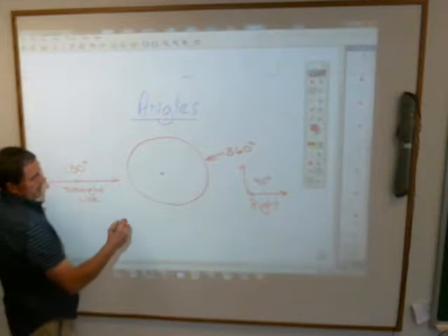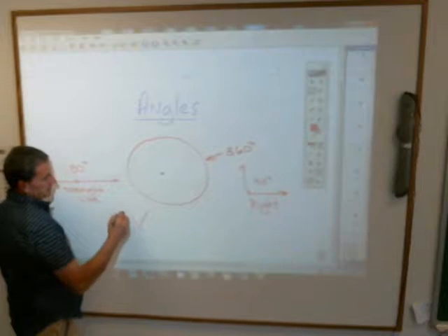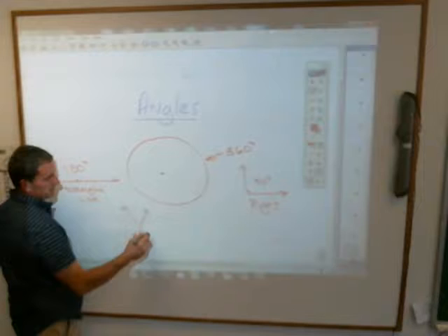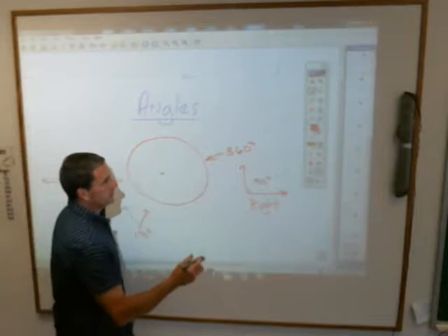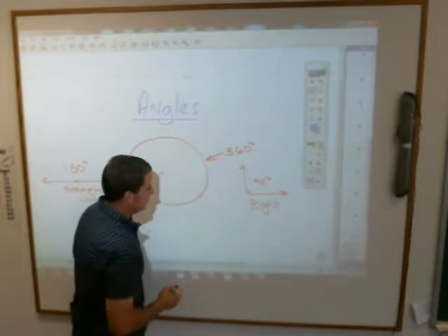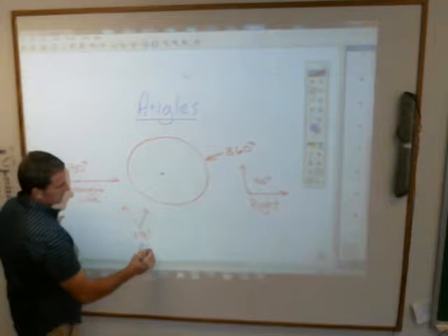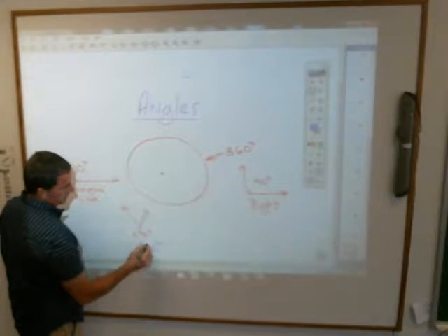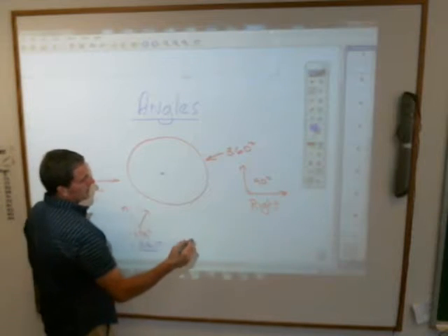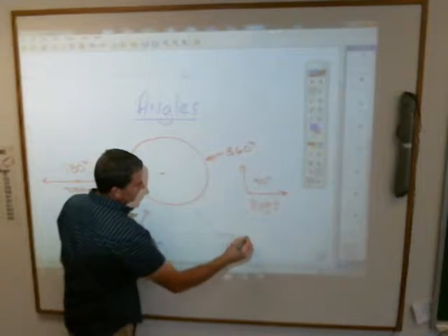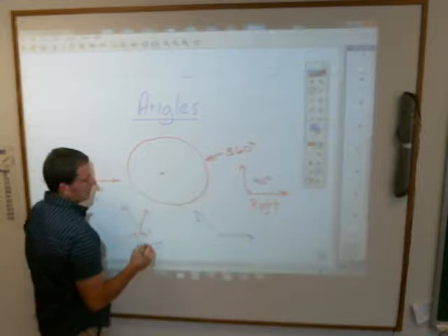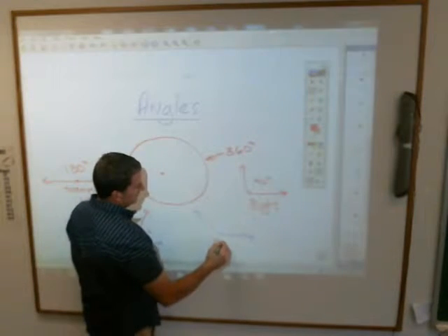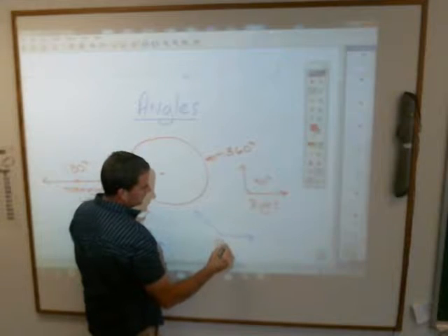Angles that are less than 90 degrees, here's my angle, and I'm going to use this little less than 90 degrees, are called what? Acute angles. Angles that are wider than 90 degrees are obtuse.